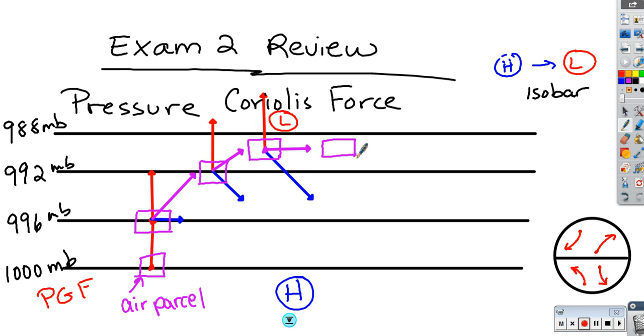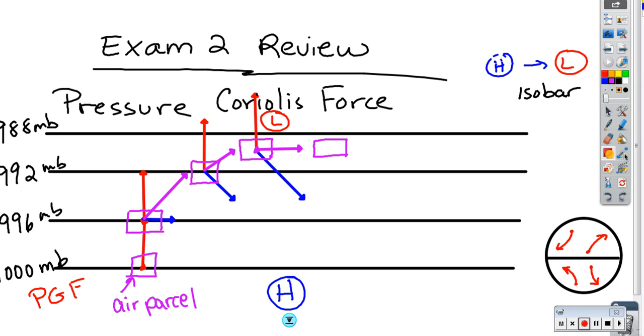So now I'm going to do one more. If we draw the arrows here, we'll draw our pressure gradient force. And because now it's trying to move to the right this way, and the Coriolis force is deflecting it to the right of that, that means the Coriolis force is now against the pressure gradient force.